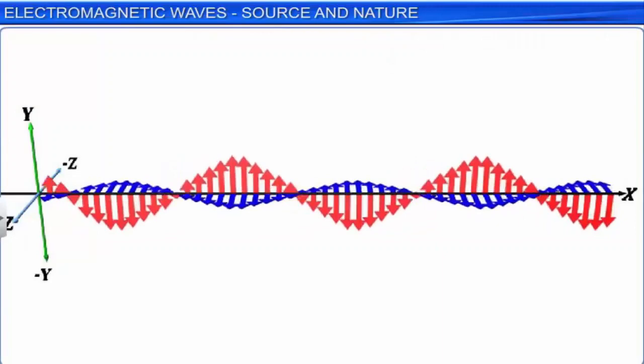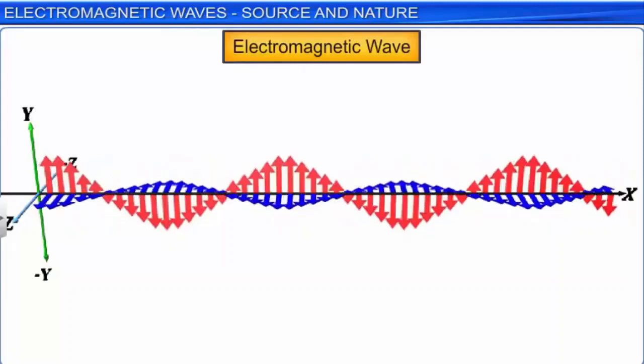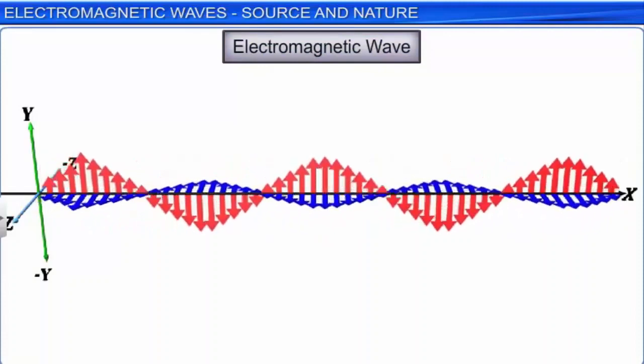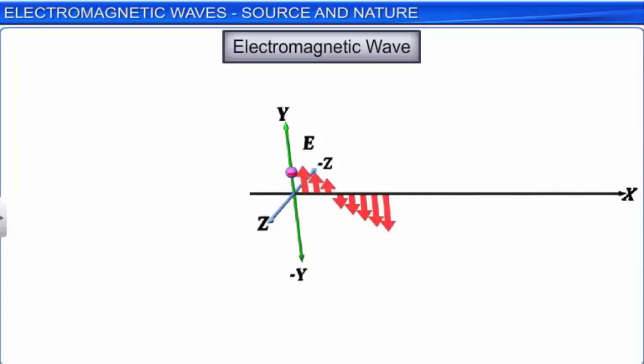And these fields propagate in the form of a wave called the electromagnetic wave. To explain the production of an electromagnetic wave, let us consider an oscillating charge, which refers to an accelerating charge, oscillating along the y-axis with some constant frequency. The oscillating charge produces an oscillating electric field along the direction of the oscillations of the charge and propagates along the x-axis. Here, the frequency of the electric field is equal to the frequency of the oscillating charge.